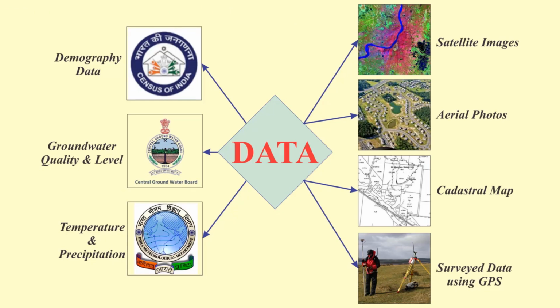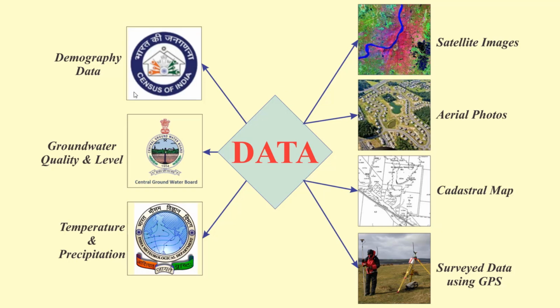Another component in GIS is data. Data plays a major role in the task of GIS. It can be spatial data or non-spatial data. Spatial data are primarily defined as those which are directly or indirectly referenced to a location on Earth's surface. For example, images and photos captured by satellite and aeroplane, cadastral maps prepared by surveyors, or digital data captured using GPS.